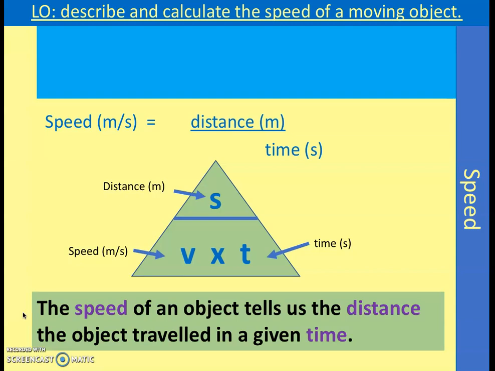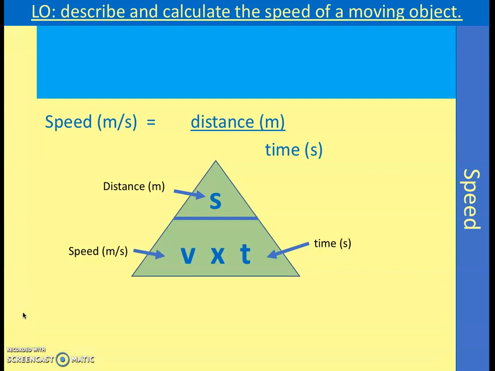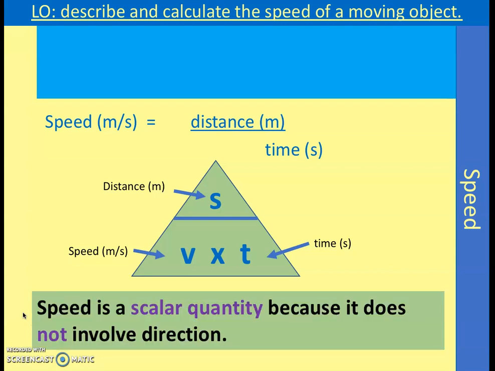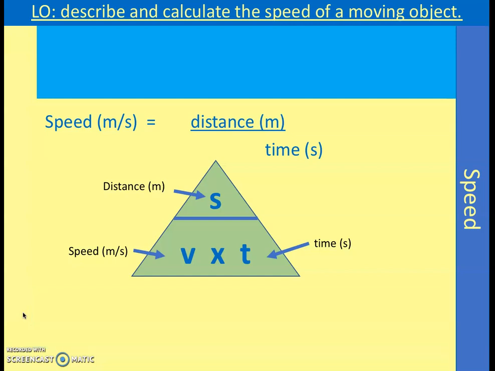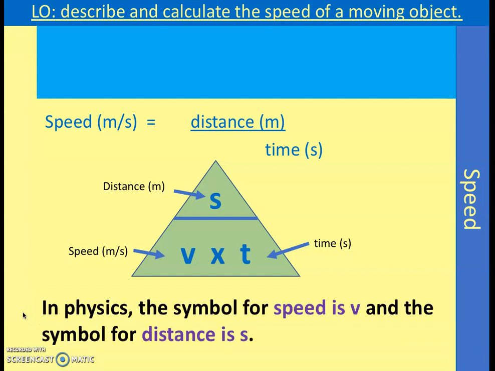So the speed of an object tells us the distance the object travelled in a given time. Again, your green box, key definition, write it down in your books. Speed is a scalar quantity because it does not involve direction. We are just talking about how fast the object is moving. So in physics, the symbol for speed is v and the symbol for distance is s. I know this will be confusing, so it is really, really important that you write this down very clearly in your book so that you do not make any mistakes.